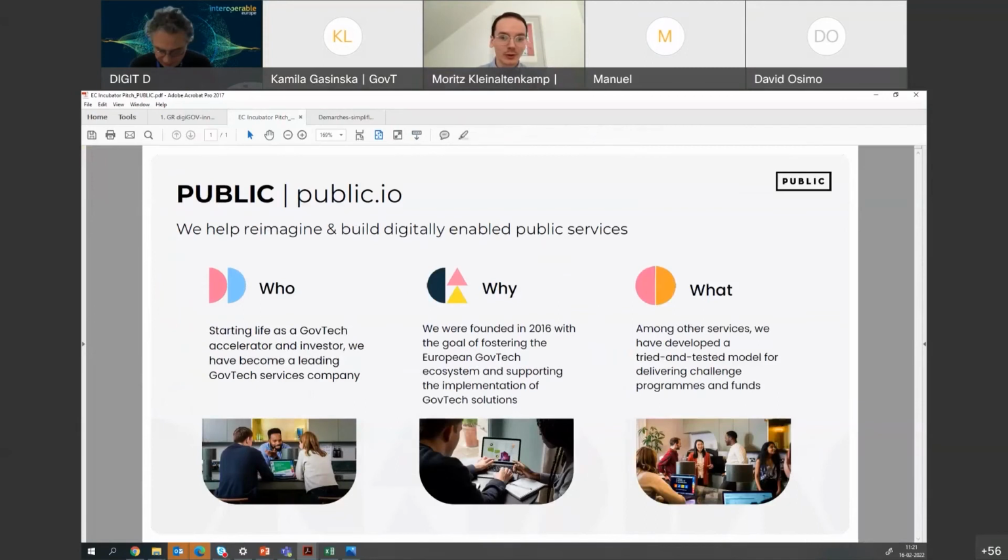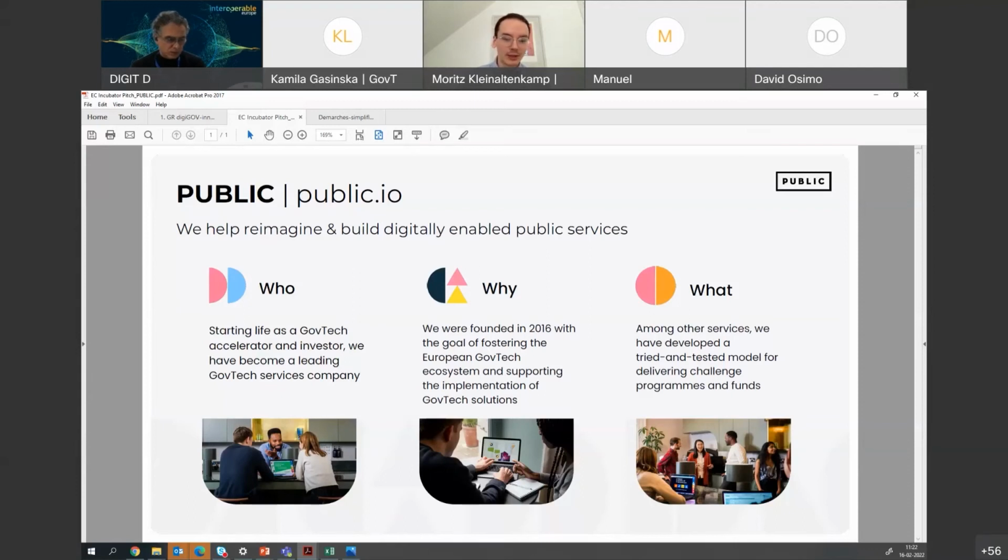Thanks so much for the opportunity to present briefly. I am Moritz. I'm a senior associate at Public. I'm very pleased to introduce Public to you, which is a private GovTech ecosystem firm based in London and Berlin. Who are we? We started actually as a GovTech accelerator and investor in 2016 and have since become a leading GovTech services company. Our services comprise things such as ecosystem building, consulting, technology development, and also research services. For example, perhaps you've heard of our GovTech Summit that we run annually in Europe, or actually seen some of our reports on the European GovTech sector circulating on Joinup of the Interoperable Europe initiative.